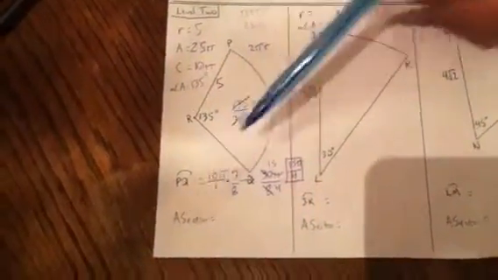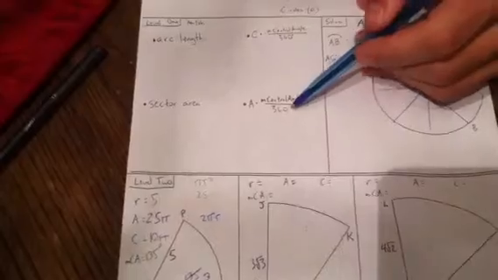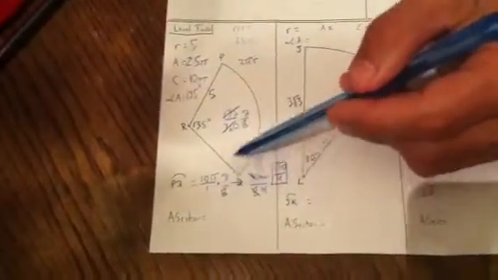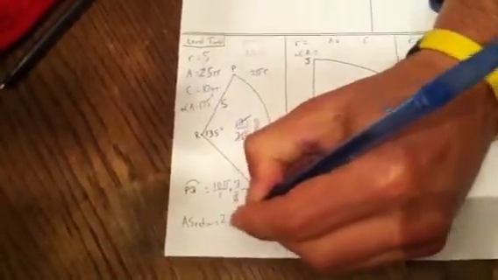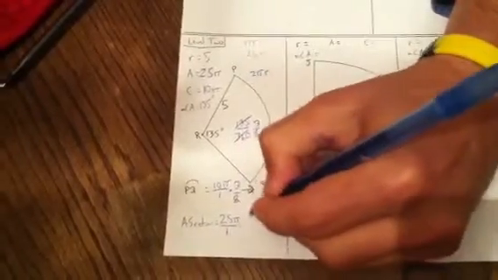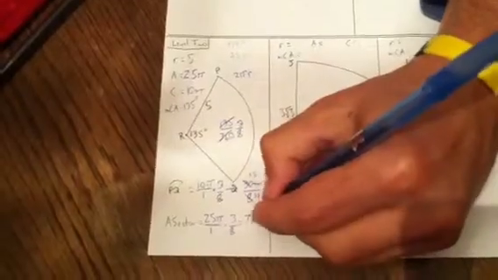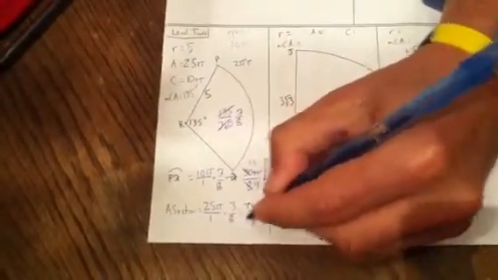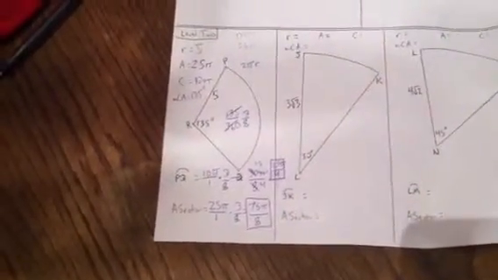Next is the area of the sector. Now, the area of the sector is the area of the circle times the measure of the central angle over 360. We already figured out that the central angle over 360 is 3/8. So we take the area of the circle, which is 25 pi, again over 1, and we multiply by 3/8. This gets us 75 pi over 8, which cannot be reduced. So that's the area of this sector here. Okay, so that's how these are going to work.